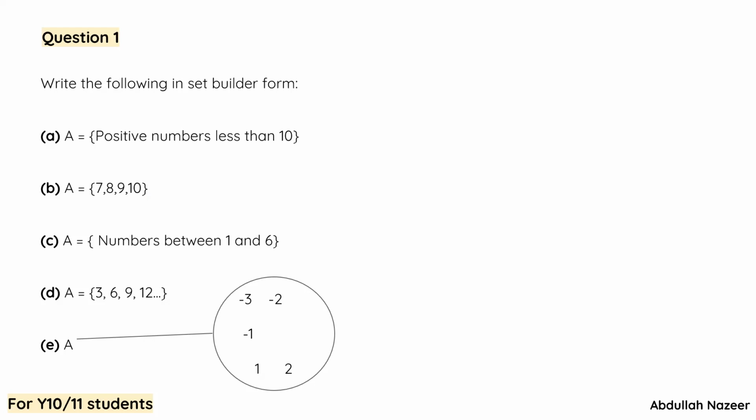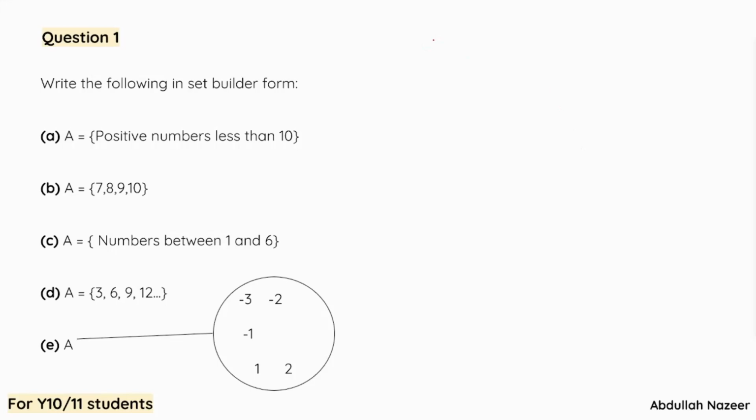Hey guys, in this section we will be looking into some questions to understand set builder form better. So you may pause the video and try out the question and then resume to see the solution. The first question is: A equals positive numbers less than 10. So all of this I have to convert into the set builder form.